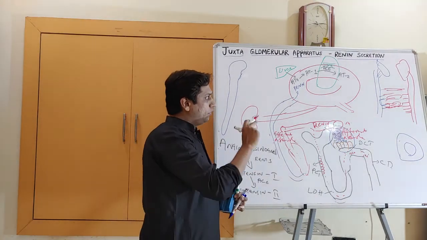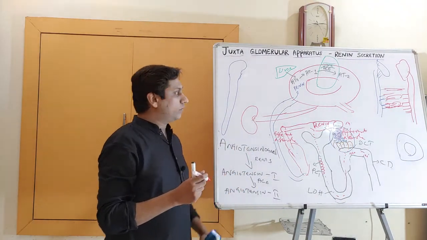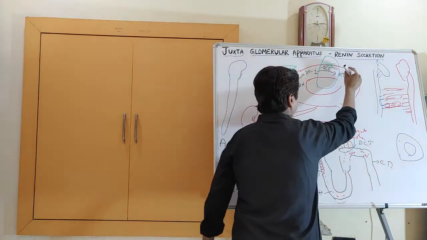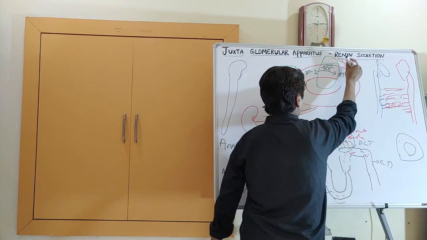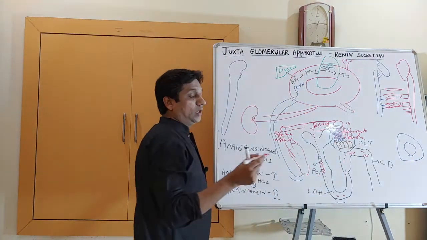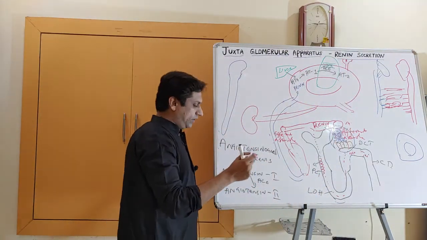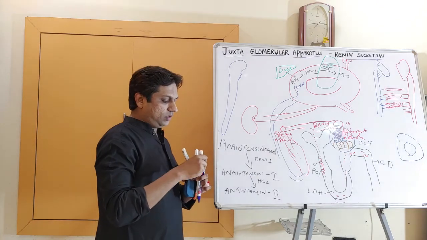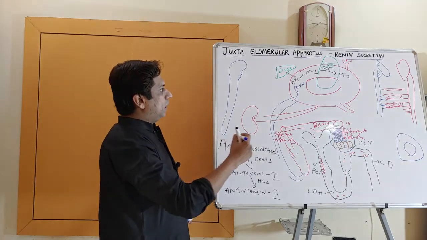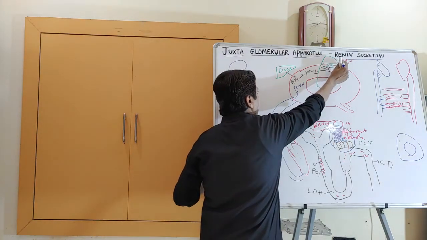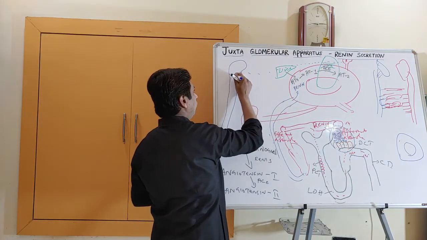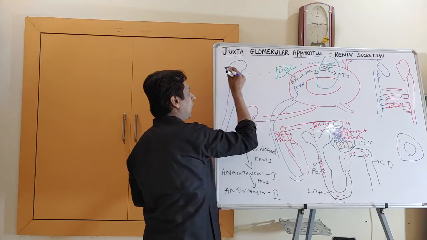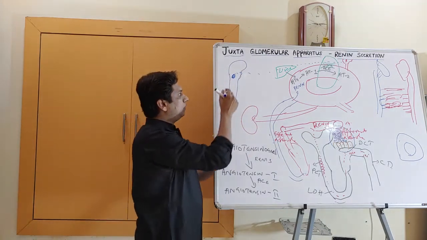So when there is a drop in the blood pressure in the systemic circulation, if you remember, there are baroreceptors on the carotid sinus and carotid artery. Baroreceptors will sense the change in the blood pressure. Whenever it is less, they will send a signal to the brain, that is the vasomotor center of the medulla.